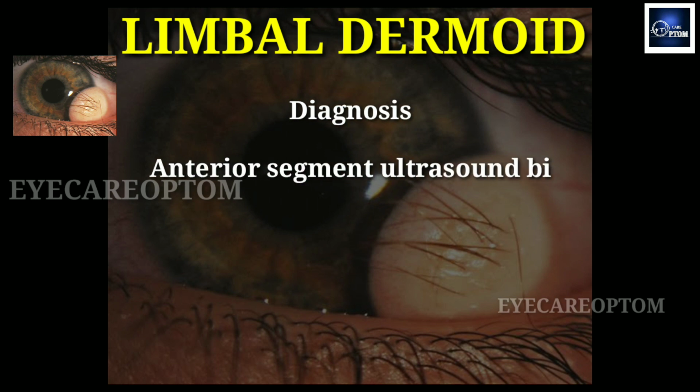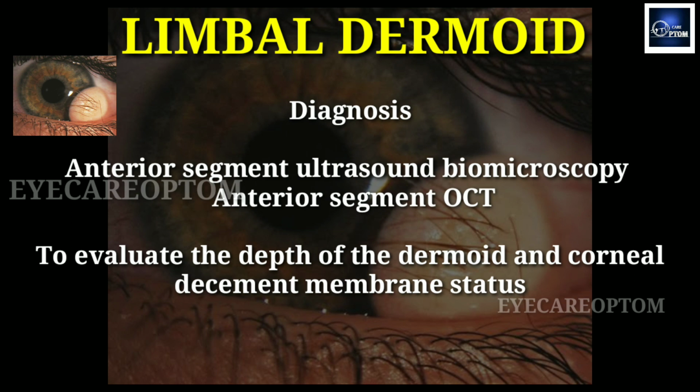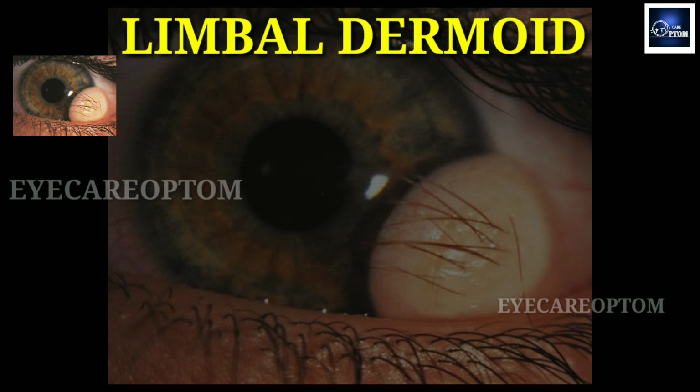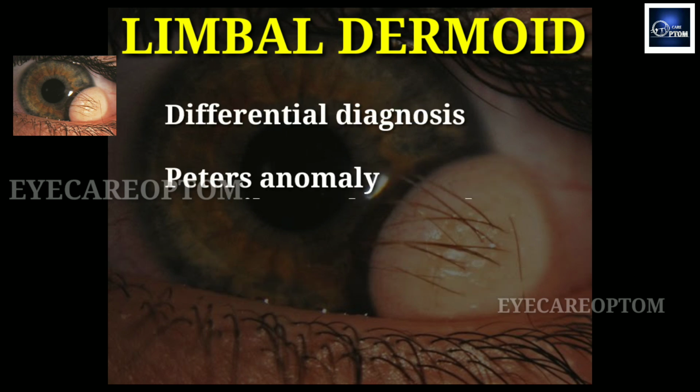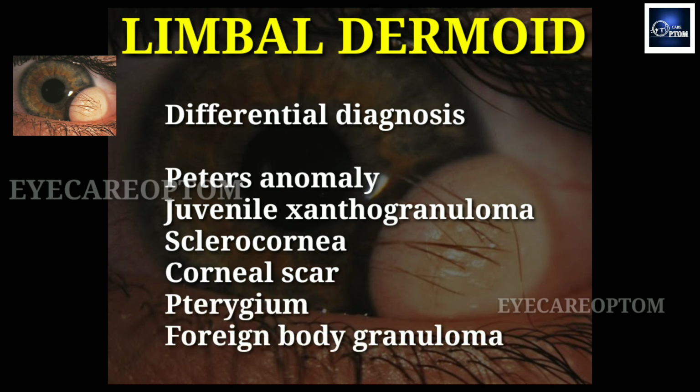Diagnosis of this condition: anterior segment ultrasound biomicroscopy and anterior segment OCT can be done to evaluate the depth of the dermoid and the corneal Descemet membrane status. Differential diagnosis of this limbal dermoid can be Peters anomaly, juvenile xanthogranuloma, sclerocornea, corneal scar, pterygium, foreign body granuloma.